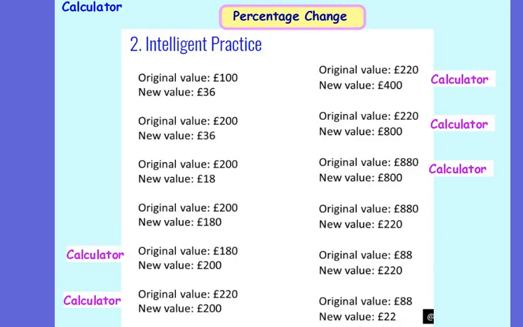Okay, Year 7, in your light blue books, please, can you have a go at these questions for me? The ones without the word calculator next to them, you can do without a calculator. So if you want to challenge yourselves, have a go at those ones without a calculator. However, feel free to use a calculator for all of them if you wish. Pause the video for 10 to 15 minutes and work these out now, please. The percentage change for each one.